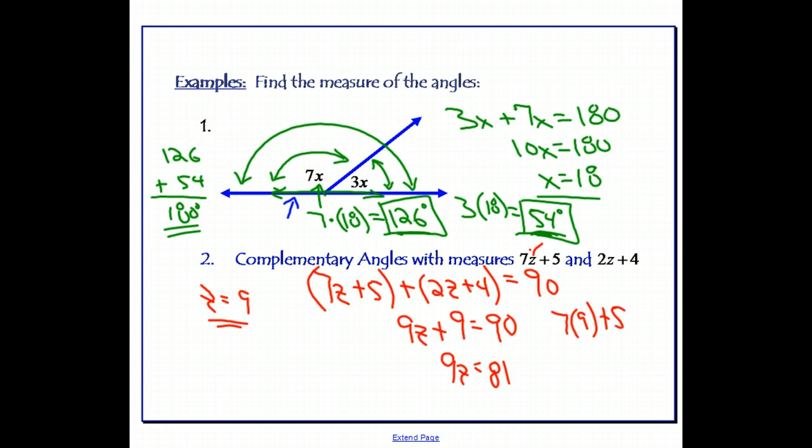So we sub in here for the z, we put in the 9. Looks like 63 plus 5 is 68 degrees. Now our 2z plus 4, sub in the 9. Looks like 18 plus 4 is 22 degrees. And sure enough, add those two up, and they give you 90, which again is what you're expecting, because look, it said right here, they're complementary angles. All right, that's our first part.